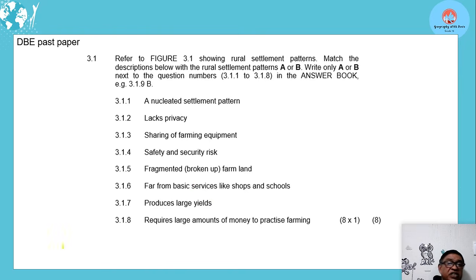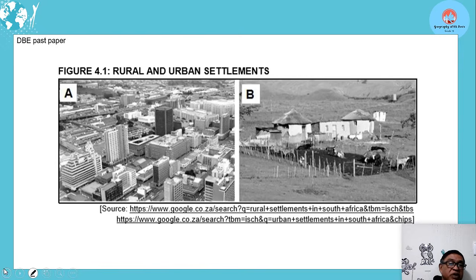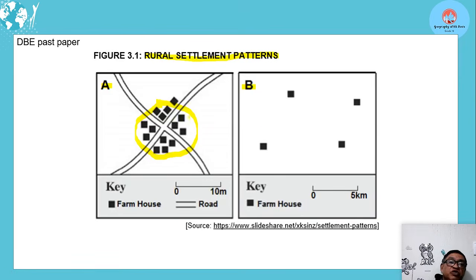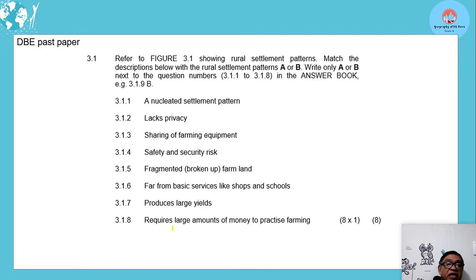Produces large yields. Obviously, I'm sorry, I'm doing the wrong slide. The small farms here. Okay, so generally speaking, I know we can have communal farming, but generally speaking, when there are lots of farmhouses, there'll be smaller farms. It's a massive piece of land around this. So farming on a large scale will be with B, in an isolated settlement. So we definitely will get larger yields. Each farmer will get larger yields because of the large farm size.